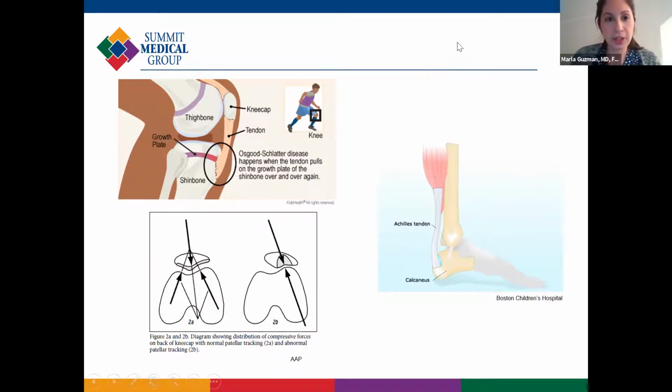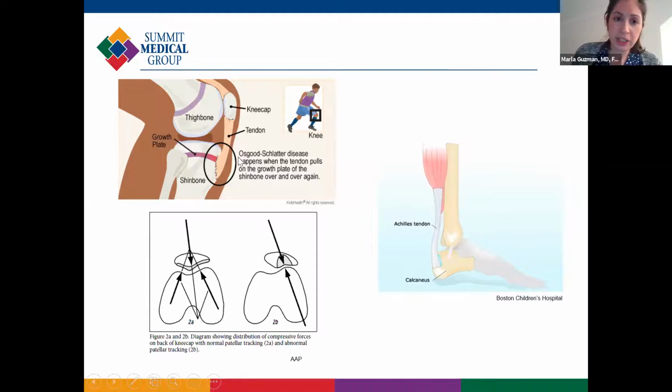And so, for example, I'm going to discuss a few different types of the overuse syndromes. There's many of them, but these are the more common ones. If you look over here up on the top left, this is describing a condition called Osgood-Schlatter's. Now, this is very common.